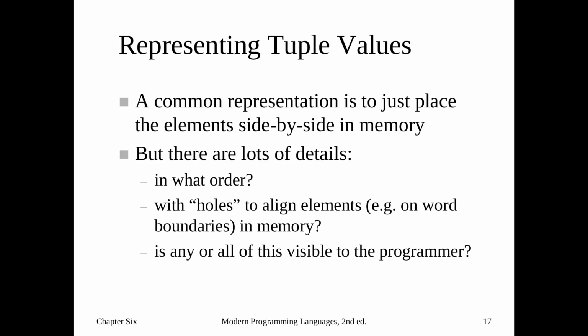The question becomes, what order do we put these things in? You will have holes in the data. The data would have to fill exactly the word boundaries in memory. So how do we get those holes to line up elements? Is any or all of this visible to the program? In other words, do we have the capability as a programmer to really manipulate the memory and understand how this is actually being set up, or do we just have a more high-level abstract view of what's going on, and we let the machine take care of everything?